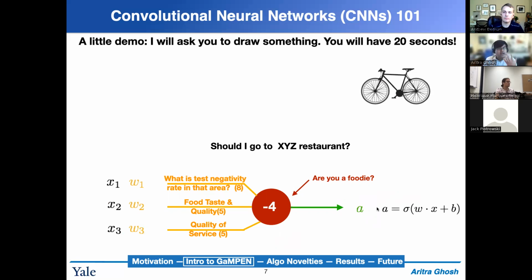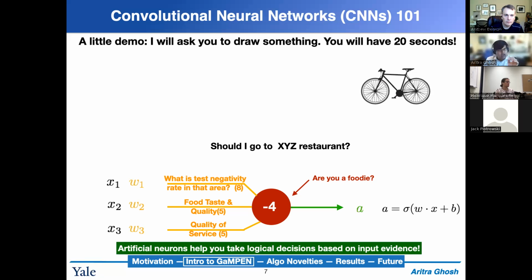And essentially, if you write out this function, which we call the sigmoid function, then you can plug in some numbers and take a decision. So what artificial neurons are is that they help you take logical decisions based on input evidence. You give a bunch of inputs to the model, to the neuron, it looks at them, compares them at different levels, and gives you an output.